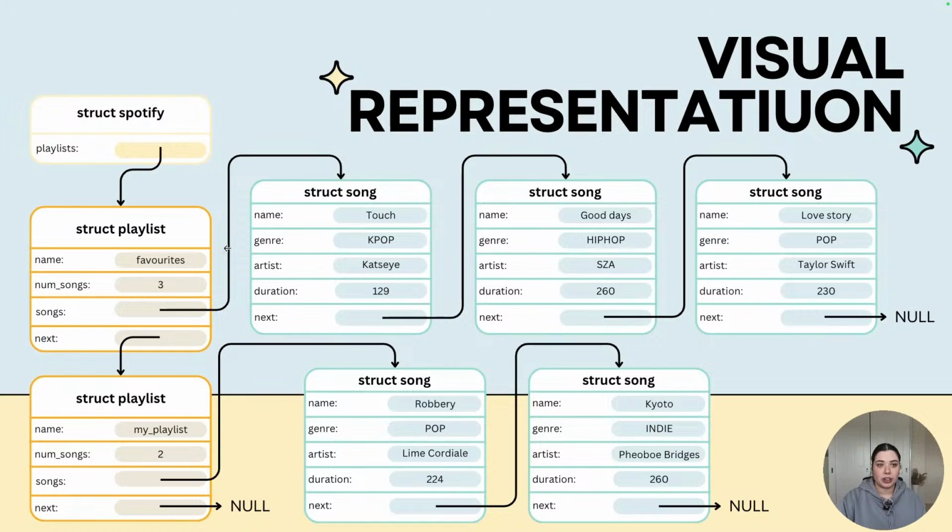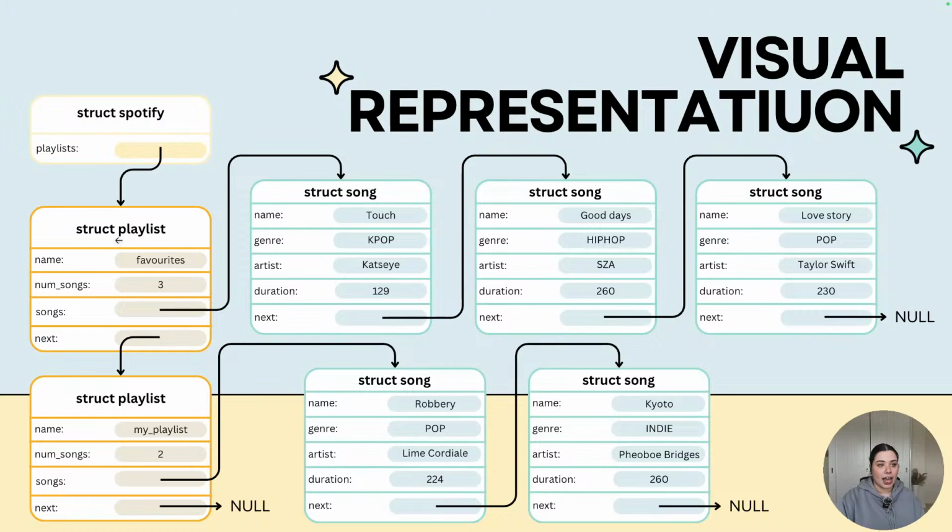So up until this point in the course, you'd be used to having a head pointer that could be in a struct, and that points to a single linked list, right? In this case, we're going to have a struct Spotify that contains a pointer to a list of playlists, which is the orange here. And each playlist is going to contain a name, a number of songs, a pointer to the first song in that playlist, and a next pointer, which is a pointer to the next playlist in Spotify.